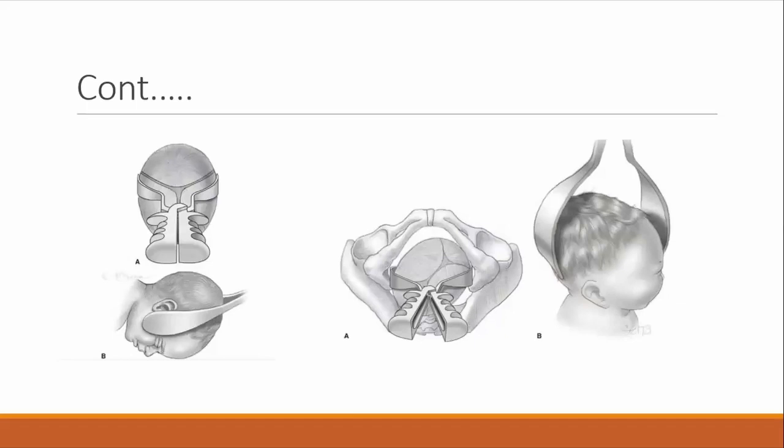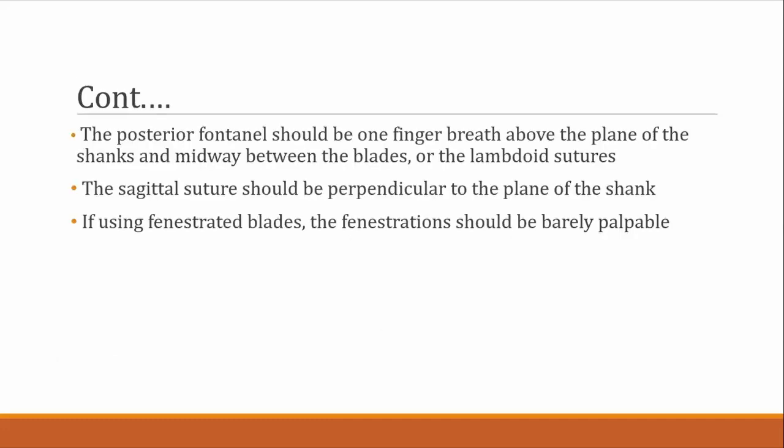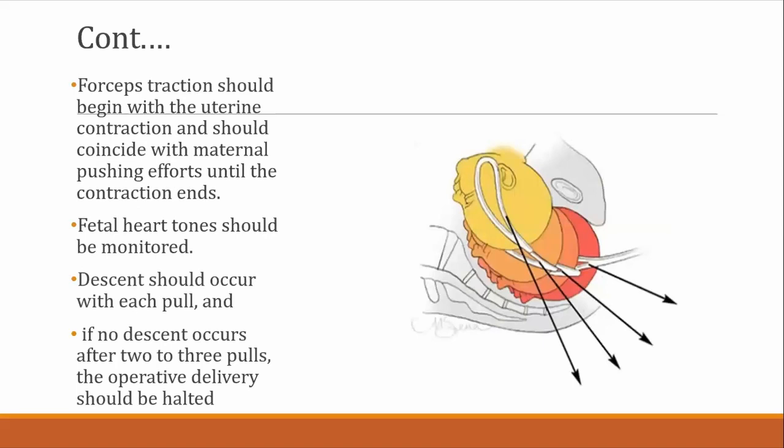it can cause injuries to the fetus and also to the mother. And on application, we have to make sure that the posterior fontanelle is 1 finger beneath or above the plane of the shank, and the sagittal suture should be perpendicular to the plane of the shank. And the fenestration should not be palpable. So if it is applied that way, we can start the traction.